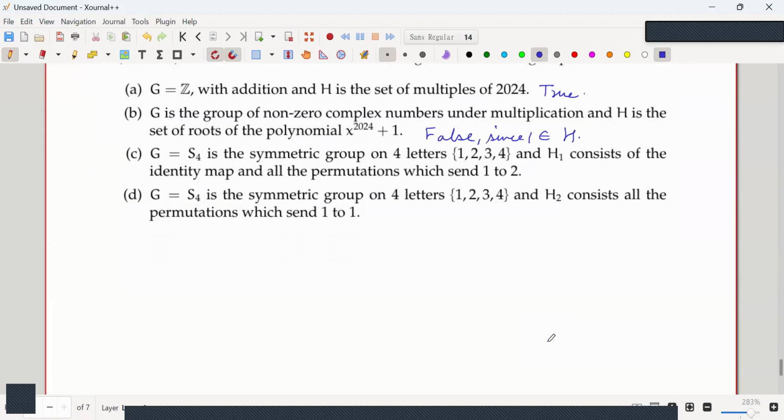You have the symmetric group S4, and H consists of the identity map and all permutations which send 1 to 2. Then is it true or false? I think it is false, but I'm trying to find some counterexample. It is false. I need to find the counterexample. I'm not sure.